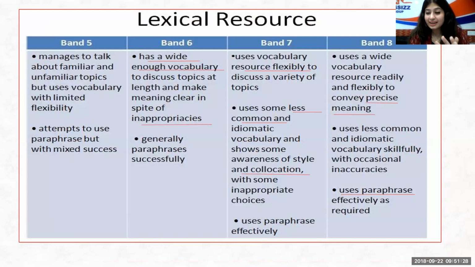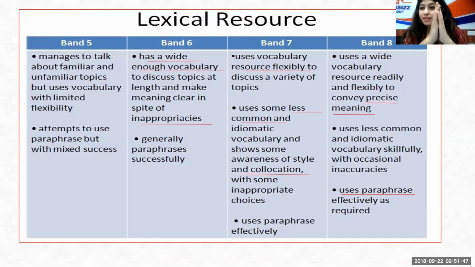Right. Now, the next bit is the lexical resource. Often it's misinterpreted by a lot of people, and a lot of people believe that you need good hi-fi words or good fancy words to score an 8 for lexical resource. No, it's not like that.